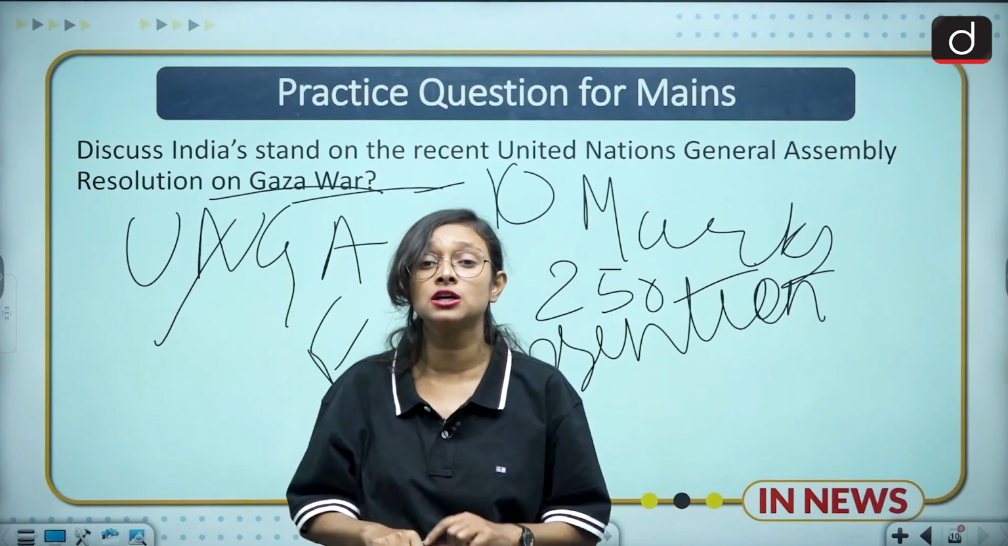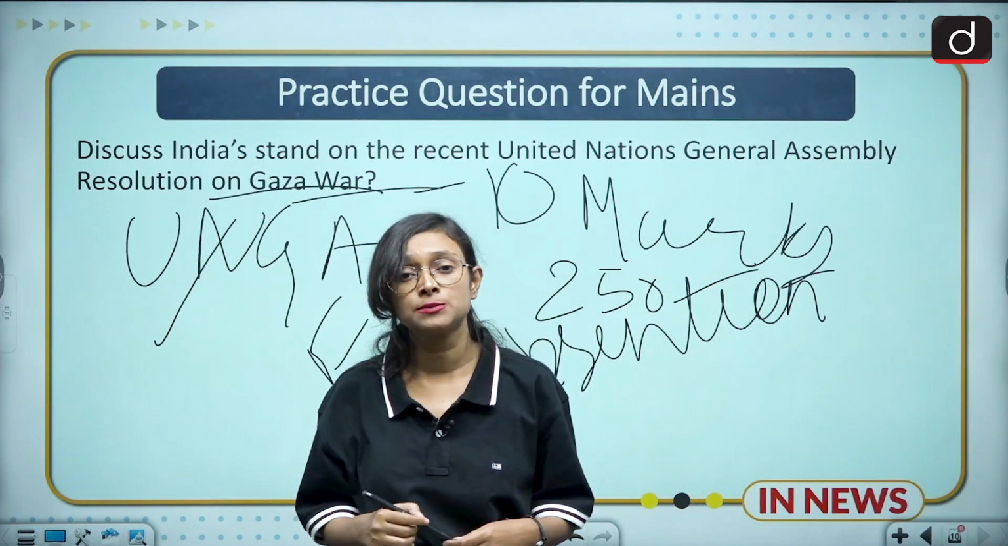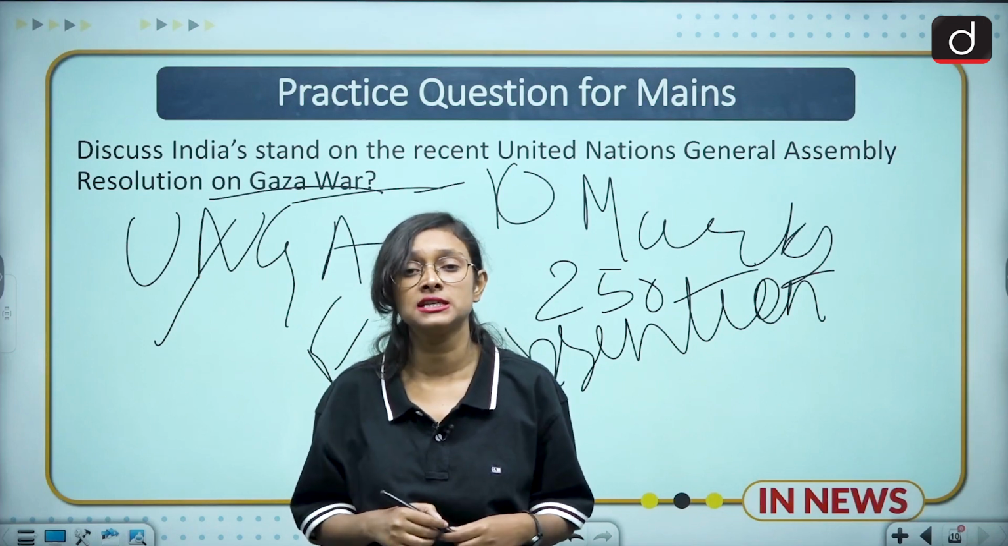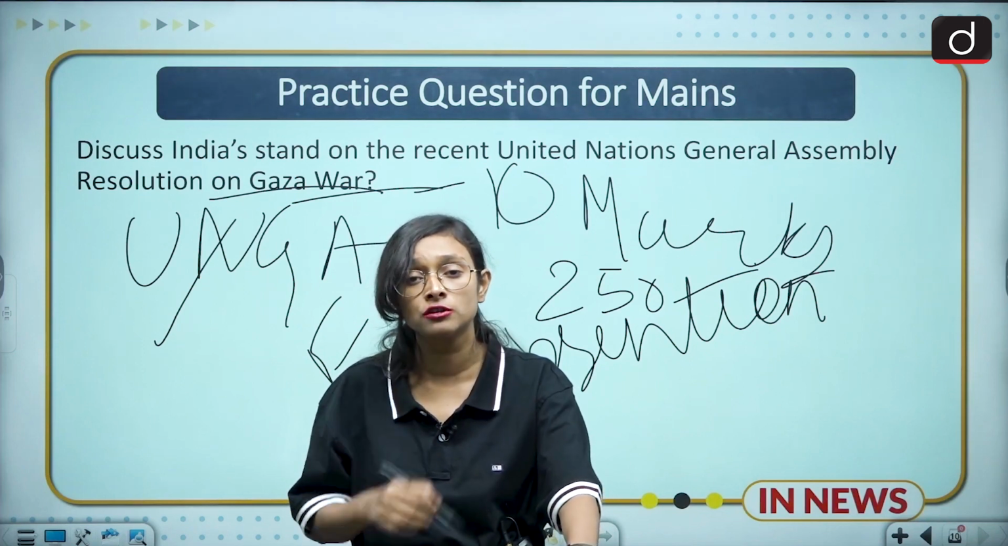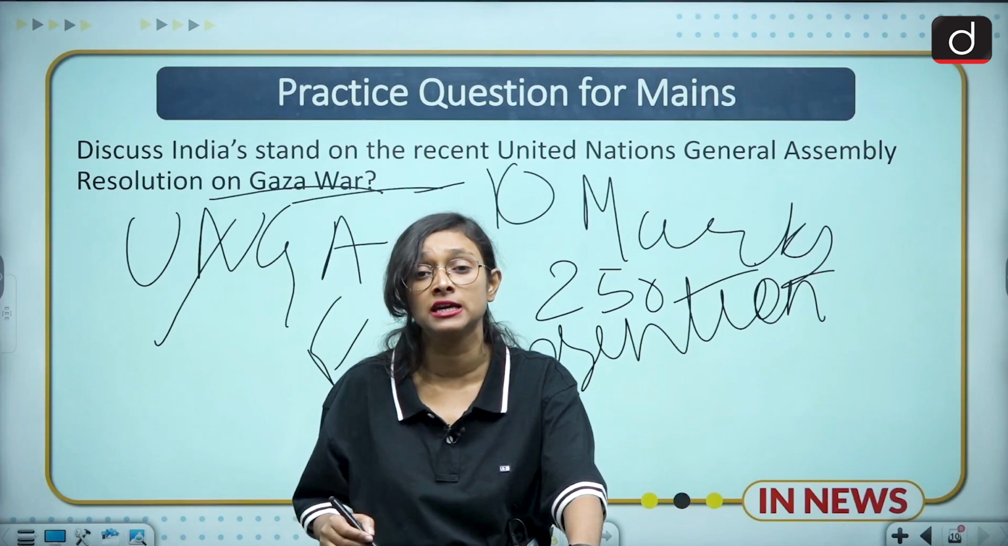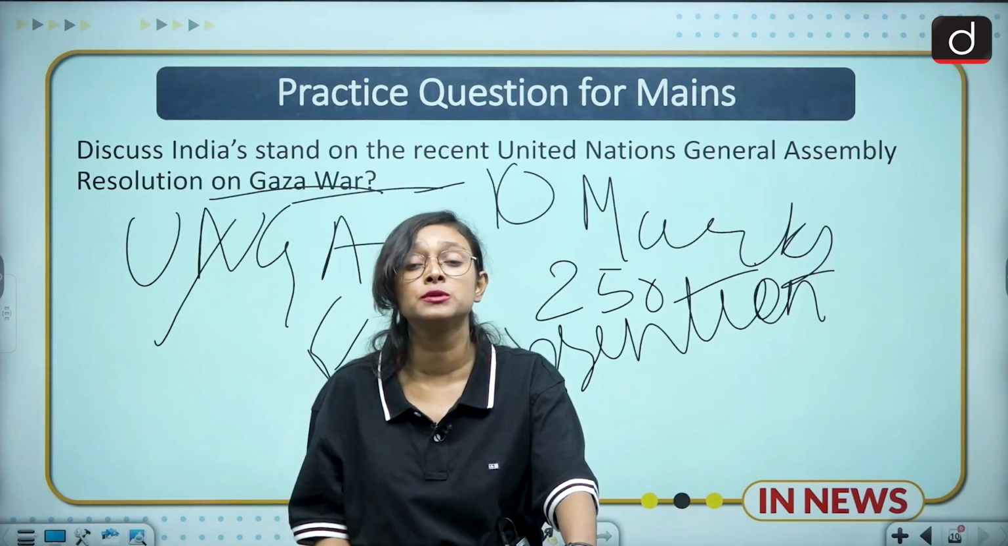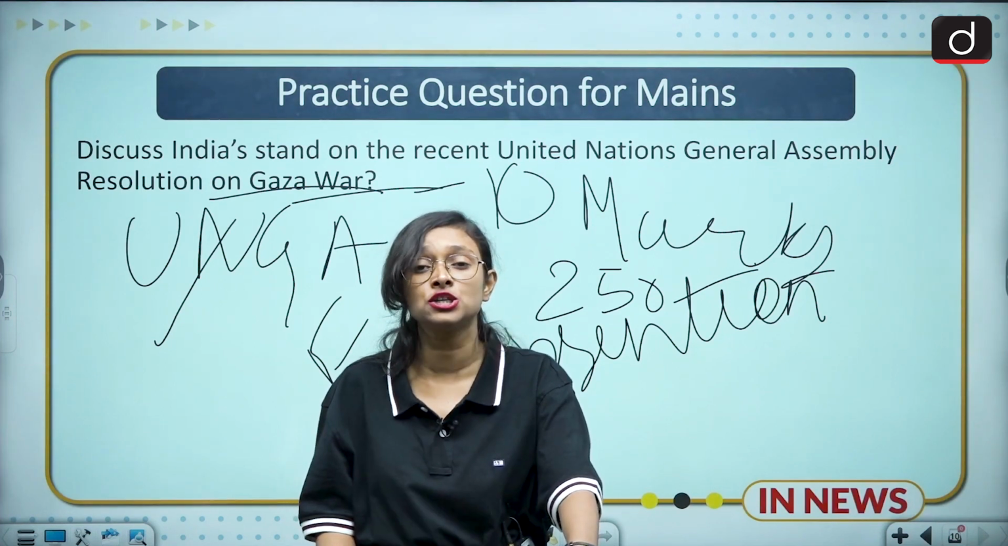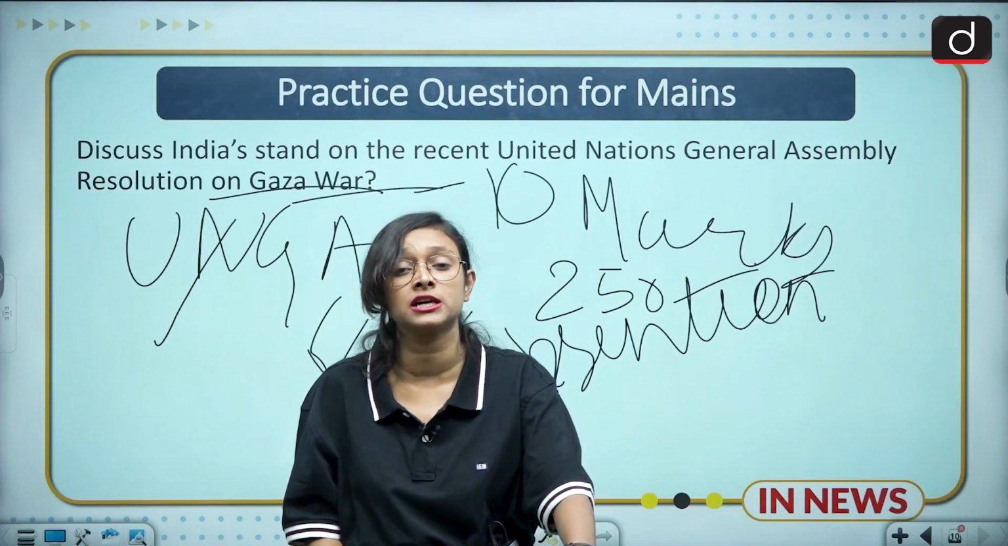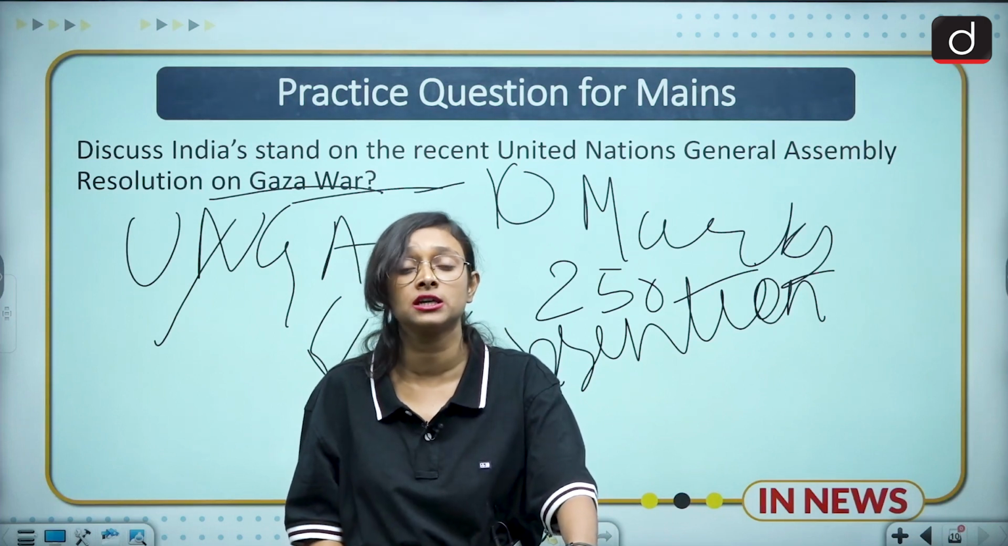Though it condemned the terrorist attack by Hamas, it did not take the name of Hamas. It just pointed out that all the people who were taken hostage by any particular community should be immediately released, and the condition of women and especially children should be taken care of. Humanity should be taken care of.